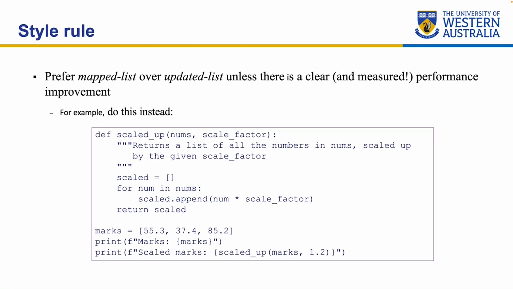Okay. So for the style rules, prefer map list over update list unless there is a clear performance improvement. So for example, you can do this instead, by creating a new list. Sometimes if you modify a list that's coming from outside of the function, you might use the original value somewhere else, so it can be quite confusing. That's why this map list is more preferred than the update list, unless the performance is a significant downfall.